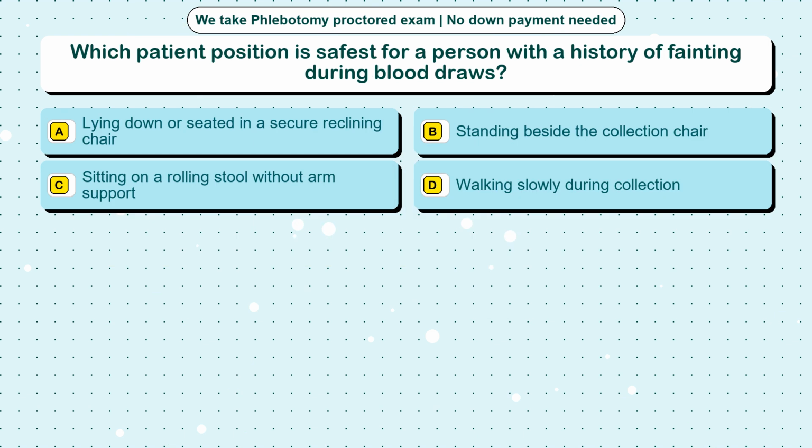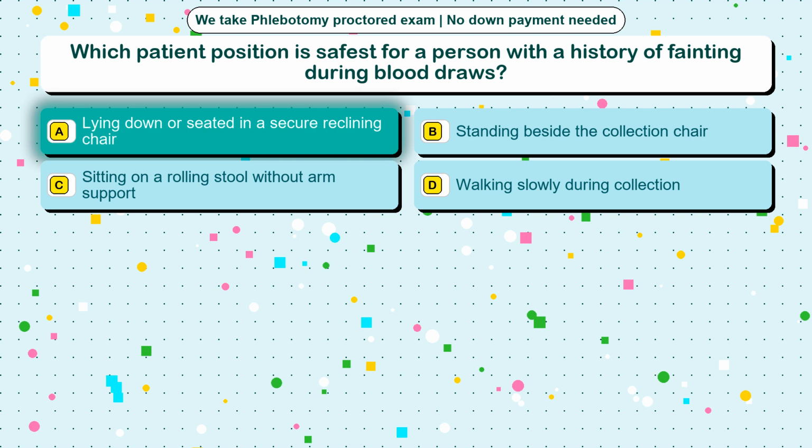Question 69. Which patient position is safest for a person with a history of fainting during blood draws? Option A, lying down or seated in a secure reclining chair. Option B, standing beside the collection chair. Option C, sitting on a rolling stool without arm support. Option D, walking slowly during collection.